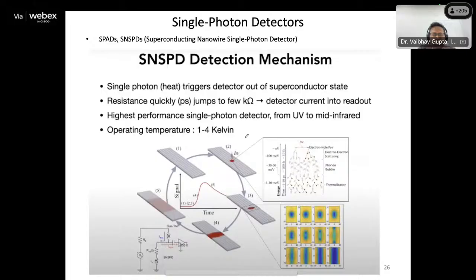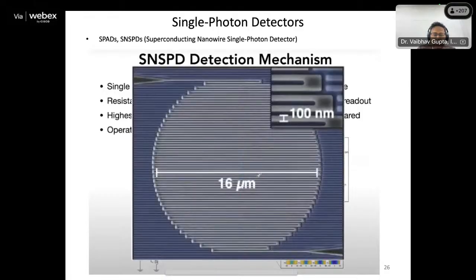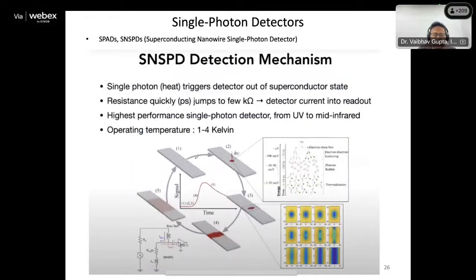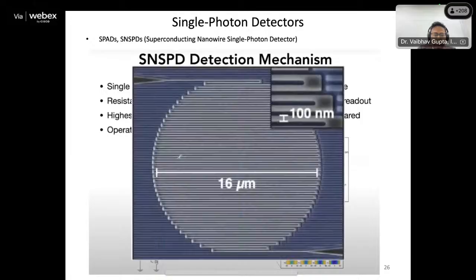These kinds of detectors work at very low temperature and they work from UV to mid-infrared. Whatever photon comes, they are able to detect it. These detectors are very sensitive and very expensive. So I have shown you the mechanism, a basic idea of how the superconducting nanowire single photon detectors work. Now, when I showed you slide 1, they use superconducting nanowires. This is how the structure looks.